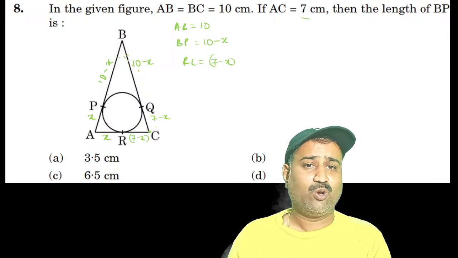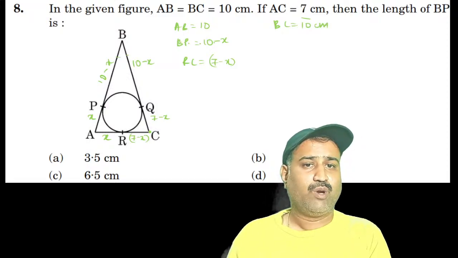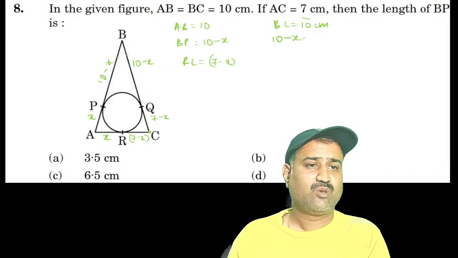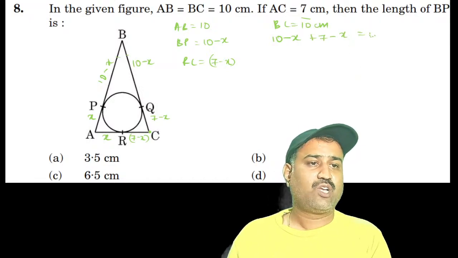But I know BC is equal to 10. I know BC is equal to 10 here. I know BC is equal to 10 centimeter, right? But BC is equal to what here? 10 minus x plus 7 minus x. BC is equal to 10 minus x plus 7 minus x, right? Is equal to 10 centimeter.